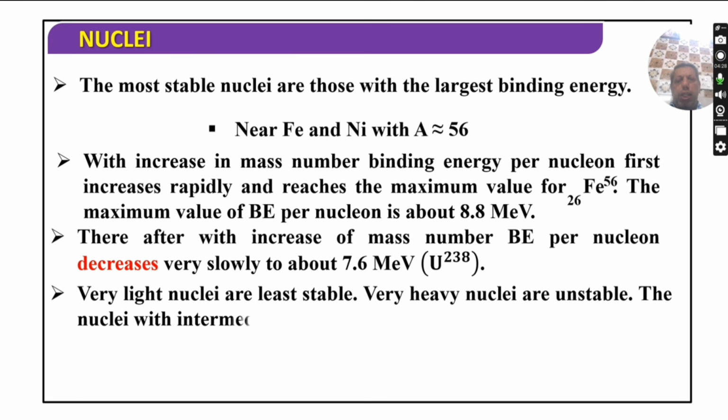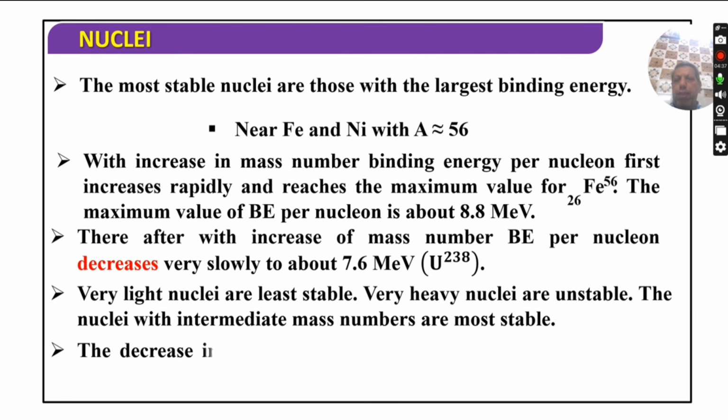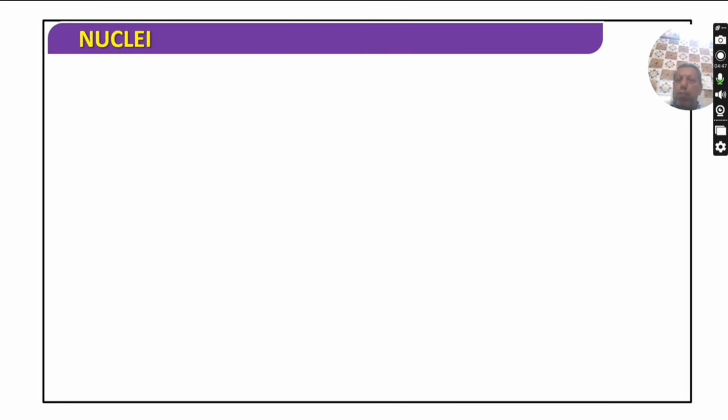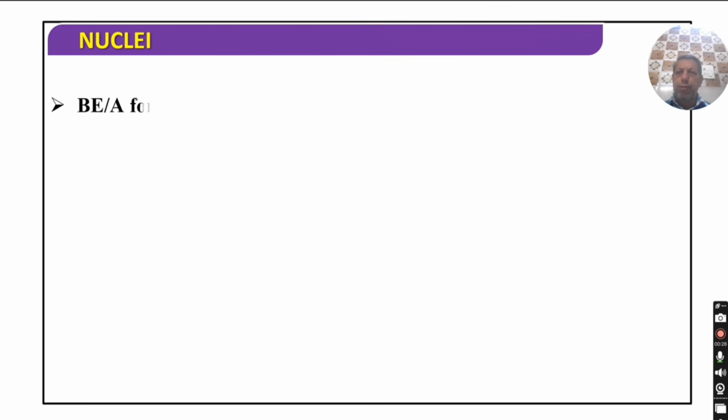Very light nuclei are least stable. Very heavy nuclei are unstable, and the nuclei with intermediate mass number are more stable. The decrease in the binding energy per nucleon for heavy nuclei is due to the characteristic electrostatic repulsion between the protons.